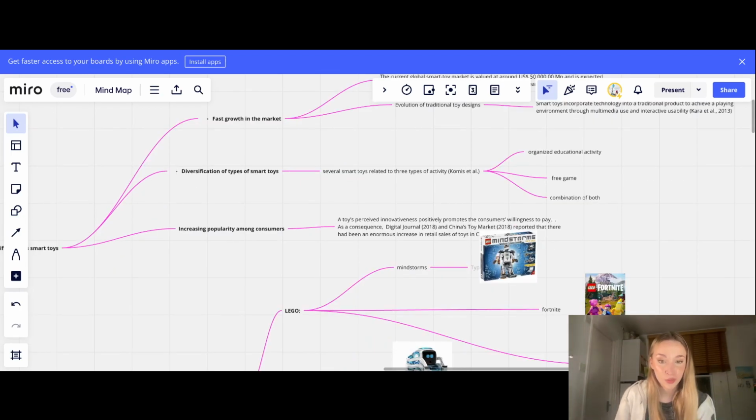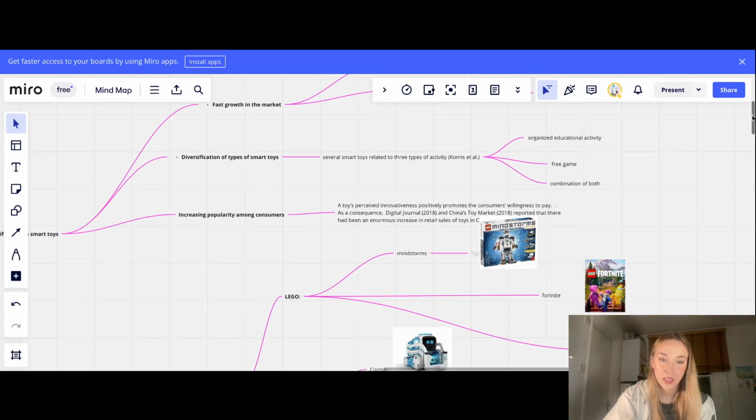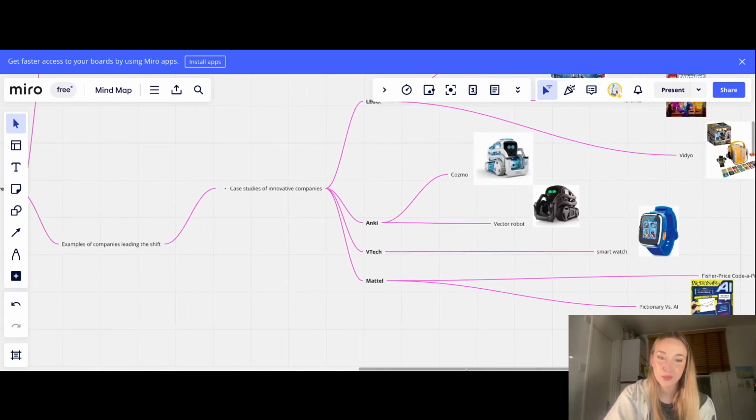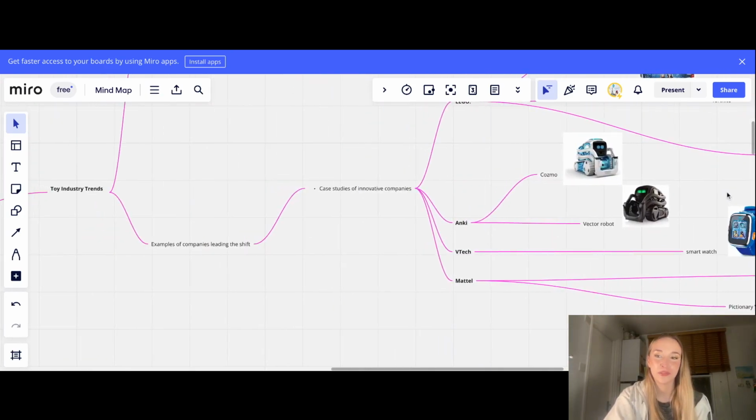There's a diversification of types of smart toys. Several smart toys are related to 3 types of activity, according to Comus: organized educational activity, free game, or a combination of both. There's an increase in popularity among consumers. They're willing to pay more. A toy's perceived innovativeness positively promotes the consumer's willingness to pay as a consequence. So that's the state of the current market of smart toys.